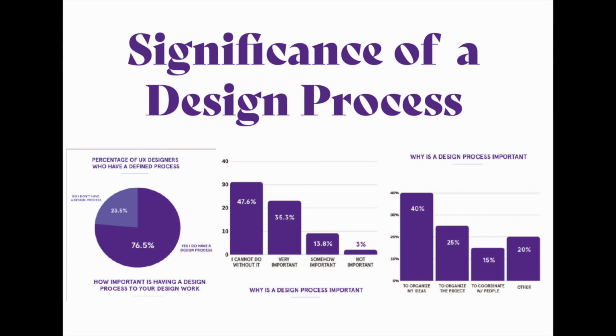Have you ever wondered why we are so drawn to order, organizations, and systems? We are constantly looking for balance and symmetry. We just love looking at things fitting perfectly into place, says Nada Aluch. These graphs depict the significance of a design process to a designer and why a design process is important to them.